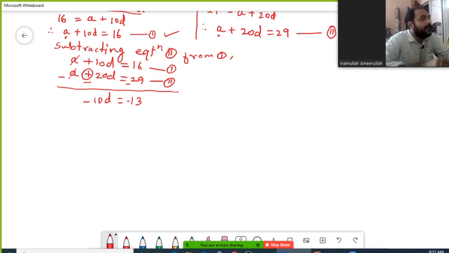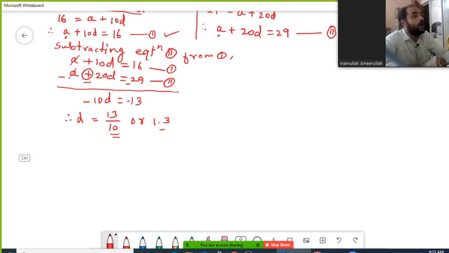Both are negative, so you can say the value of d is 13 by 10, or we can say d is 1.3. So any one of them can be taken as the value of d, either 13 by 10 or 1.3.